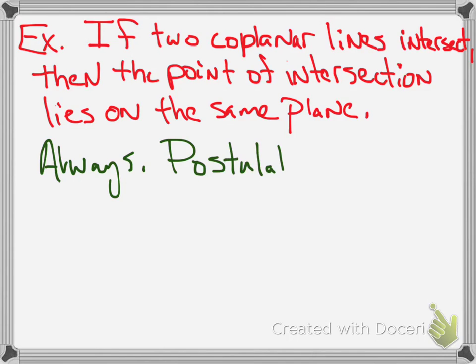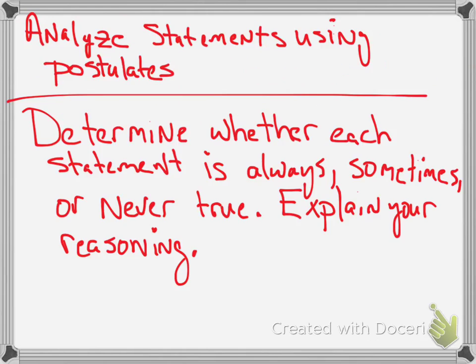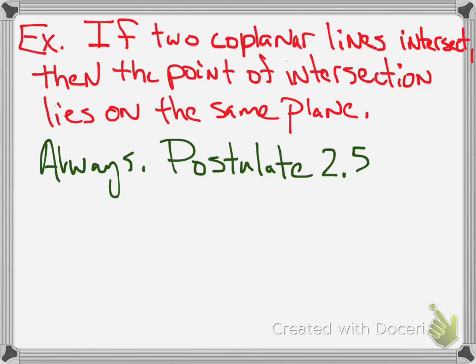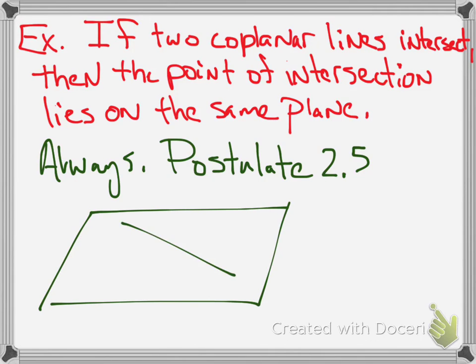And using postulate 2.5, going back to here, if 2 points lie on a plane, then the entire line containing those points lies on the plane. So what that is saying is, if I say here's a plane and I've got 2 lines that are on that plane, then the points here and here are also on the plane, but that means the intersection is also on the plane. Okay? So got to be careful with these, because these can be kind of tricky.